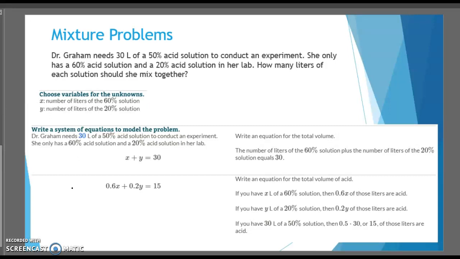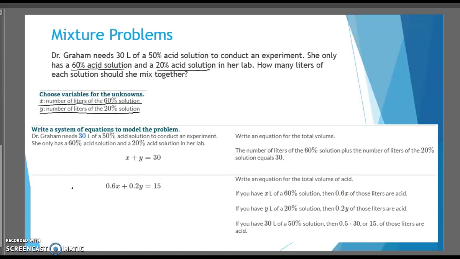So you're going to choose variables for your unknowns. You have a 60% solution and a 20% solution. So x is going to represent your 60% solution and y is going to represent your 20% solution. So there's 2 different solutions here. Write a system of equations to model the problem.